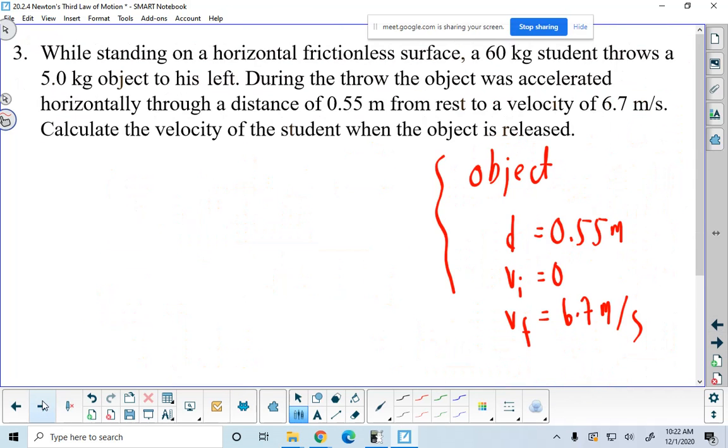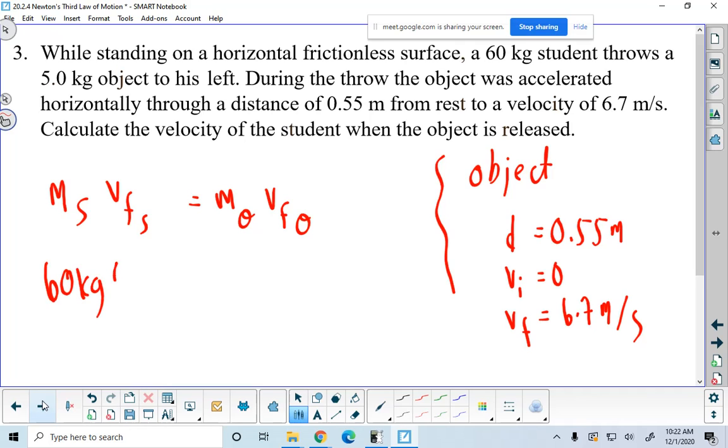We can still say that the mass of the student times their final speed must equal the mass of the object, I'm just going to put O for object, times that final speed. And you're told 3 of those 4 things. It's a 60 kilogram student. It's a 5 kilogram object.